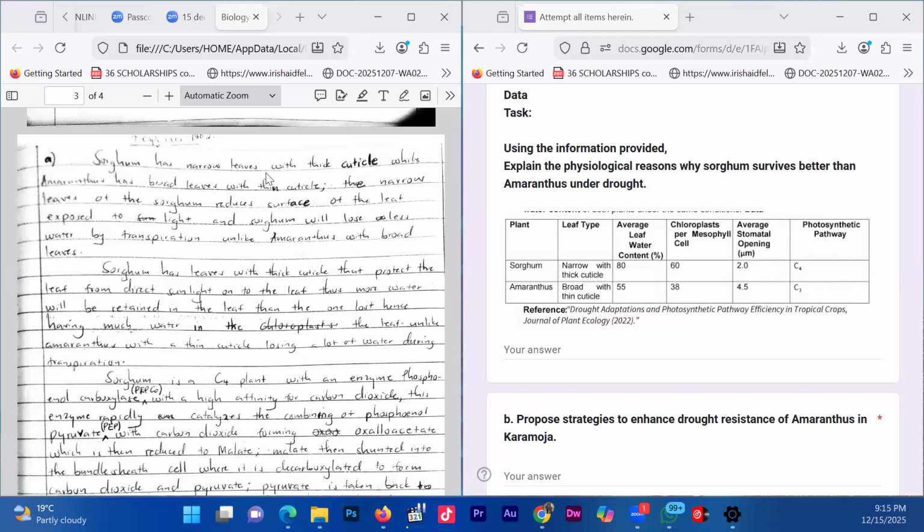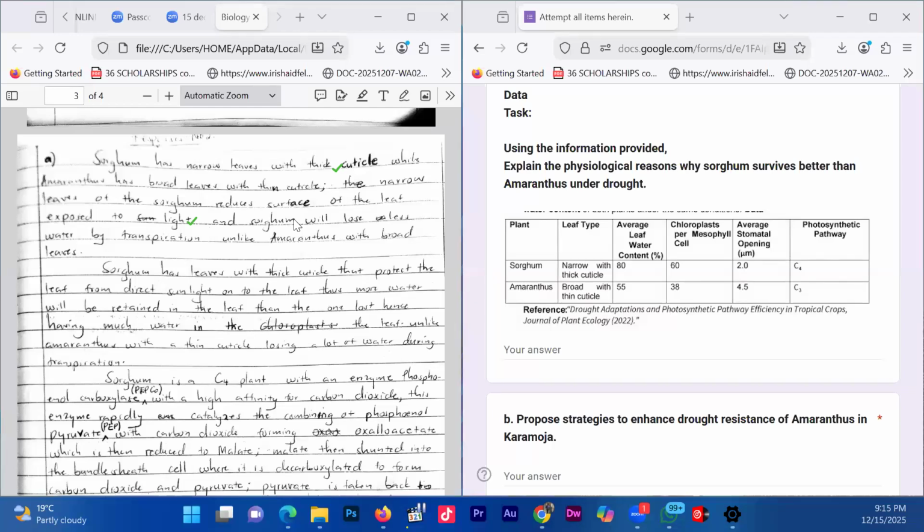Sorghum has narrow leaves with a thick cuticle. The narrow leaves reduce the surface area of the leaf exposed to light, and sorghum will lose less water by transpiration.